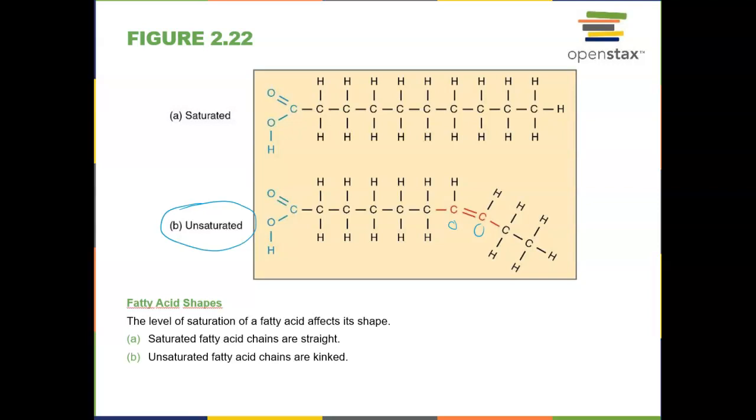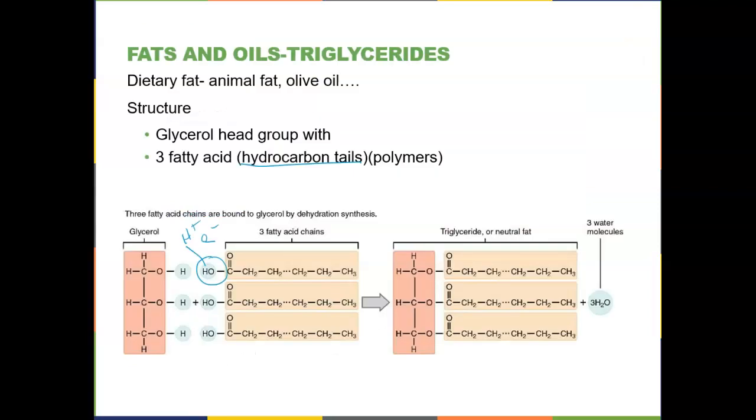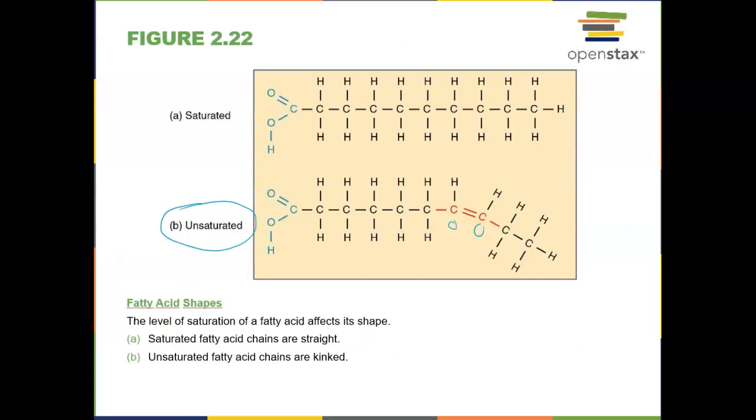The way it works is that if you have all saturated fat, like these here, the hydrocarbon tails are all straight, and that means the molecules occupy a little bit less space and they can pack very tightly together. This is why animal fat is a solid at room temperature, like lard, bacon fat, beef fat.